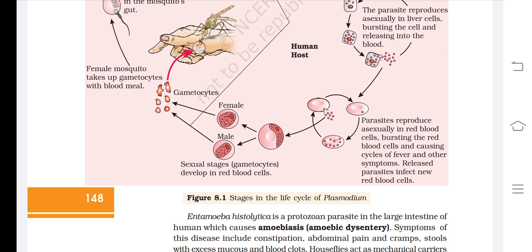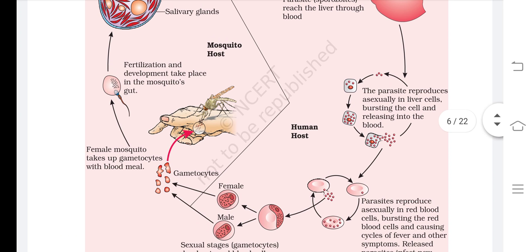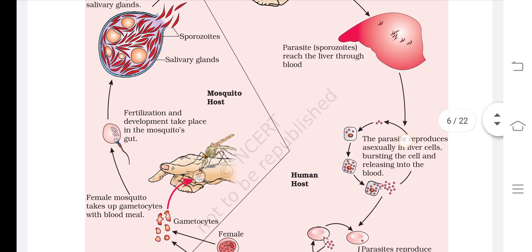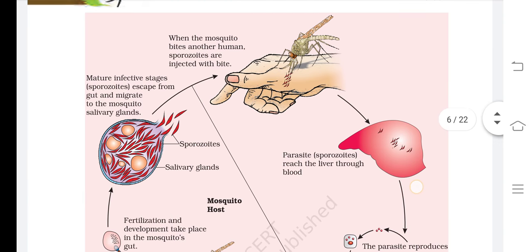Released parasites infect new red blood cells. Then there are sexual stages. Gametocytes develop in red blood cells. Then the mosquito host part comes. Another mosquito bites, and the gametes which were formed in the RBCs are taken up by the blood meal into the mosquito, and then fertilization and development take place in the mosquito gut.